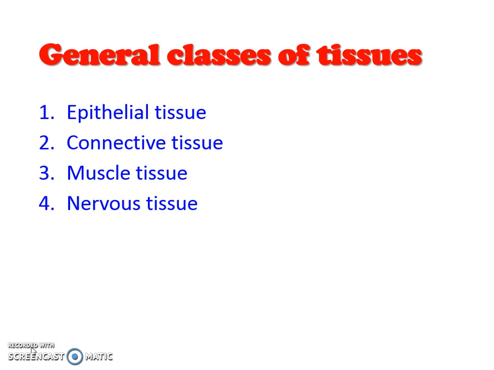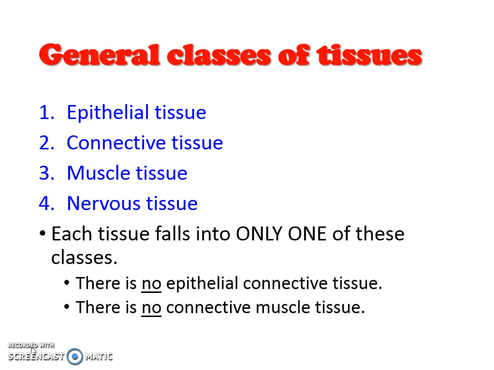In the videos for lab number 2, we are going to be spending a lot of time talking about epithelial tissue and connective tissue. We'll talk just a little bit about nervous tissue and just a little bit about muscle tissue, just enough that you'll be able to identify the 3 different types of muscle tissues that there are.